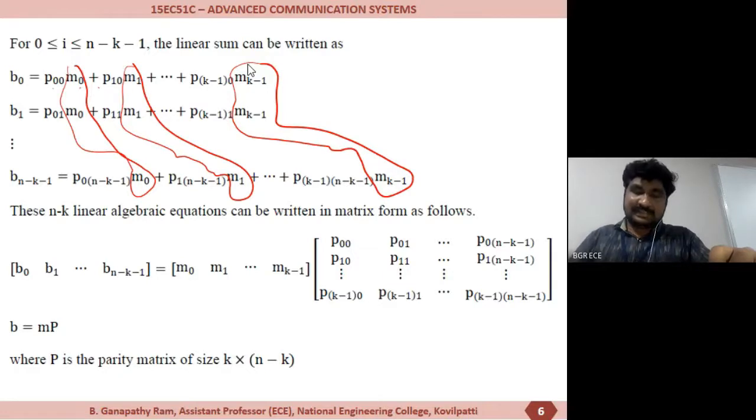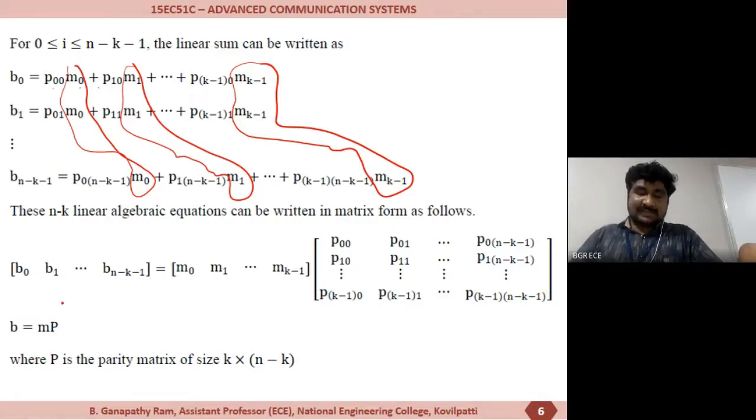So we can write this as the matrix product of m0, m1 up to m(k minus 1) multiplied by p00, p01 up to p0(n minus k minus 1), and it will be expanded to the last row as p(k minus 1)0, p(k minus 1)1 up to p(k minus 1)(n minus k minus 1).